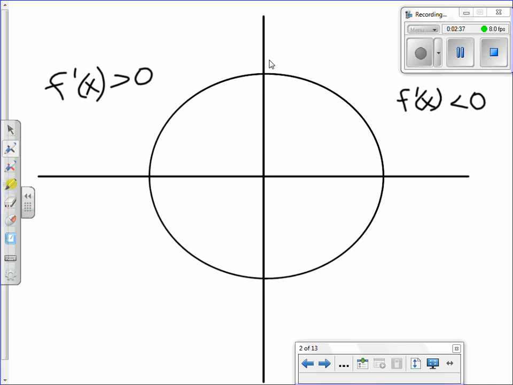Okay, moving down to the third quadrant, would the derivative at any of these points here be positive or negative? Good. And what about in the fourth quadrant? Positive. Let's see if we can relate this back to the function. Look at the two quadrants where the first derivative is positive. What can you tell me about the actual function in those two quadrants where the derivative is positive?